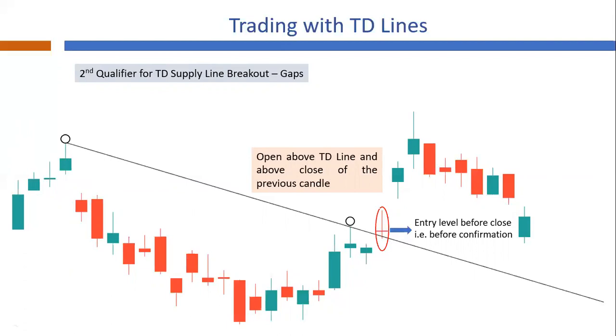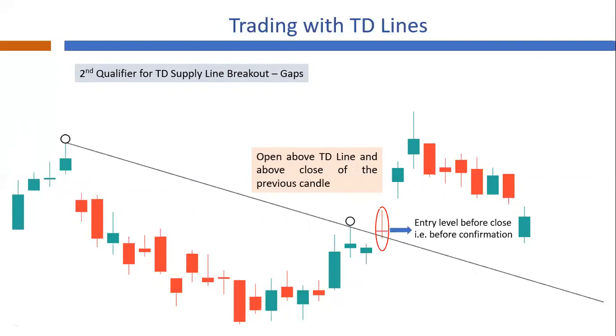This qualifier is used in case of gap ups or gap downs. It exhibits a shift in demand or supply. Look at the breakout candle, which is circled in red. You can see that the open of the same was above the TD supply line. It implies that there was significant change in demand and supply dynamics after the previous day's close.